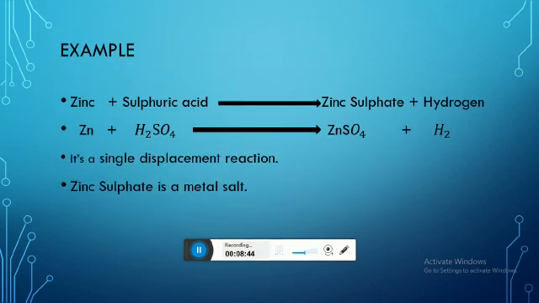There is another example. This example is related to zinc and sulfuric acid. When zinc and sulfuric acid combine, they make zinc sulfate plus hydrogen gas. This is a single displacement reaction. The H2 is replaced by the zinc in the sulfate SO4, so only one thing is replaced, and we get zinc sulfate plus hydrogen gas. Keep in mind, zinc sulfate is a metal salt.